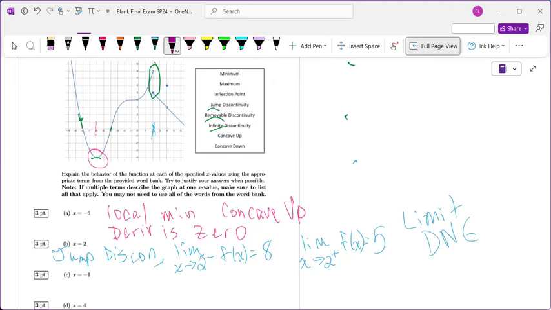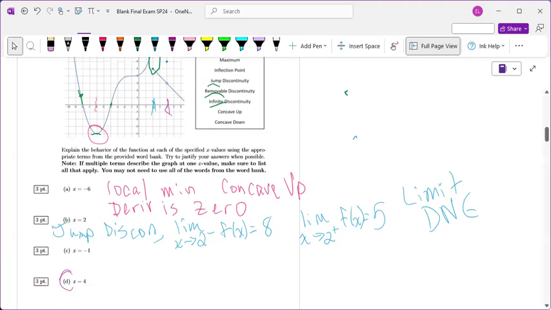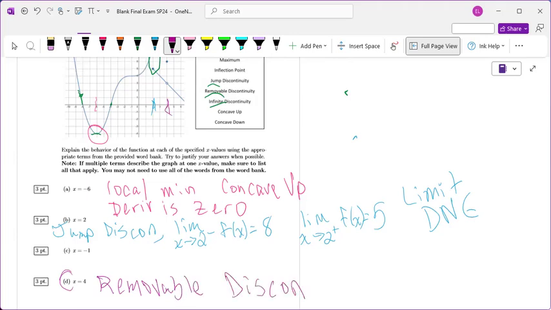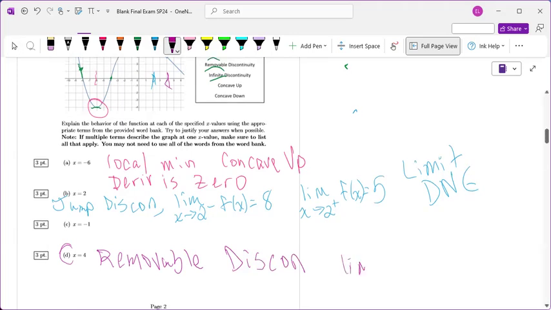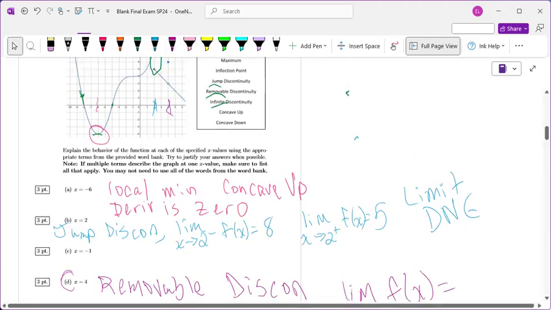For x equals 4, which is the fourth one down here, the limit does exist because the left and the right side are both approaching that value. It's not differentiable because the value doesn't fill in the point, but the limit does exist. That's our removable discontinuity. The limit as x approaches 4 of our graph is 3.